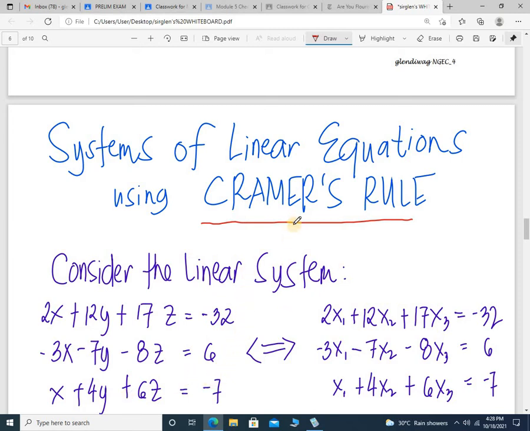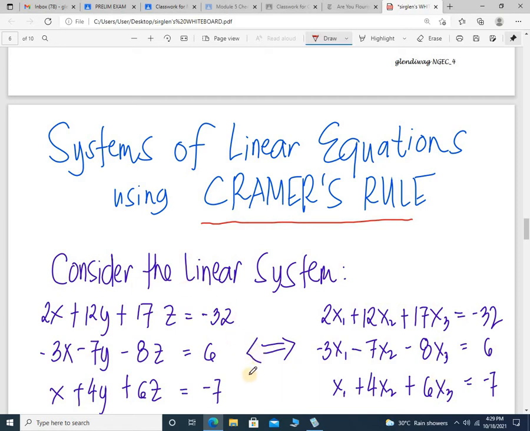So to completely follow Cramer's rule, we have to convert this system of linear equations into this form, such that all x variables will be written as x sub 1, the y variable will be written as x sub 2, and the z variable will be written as x sub 3.